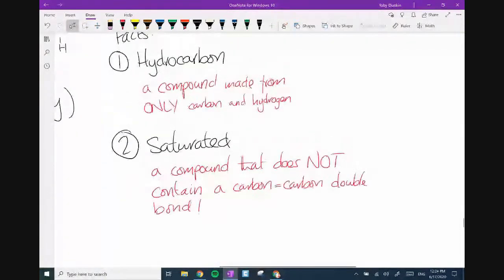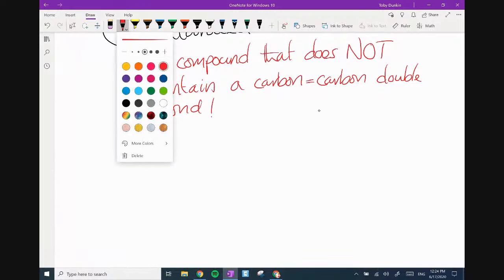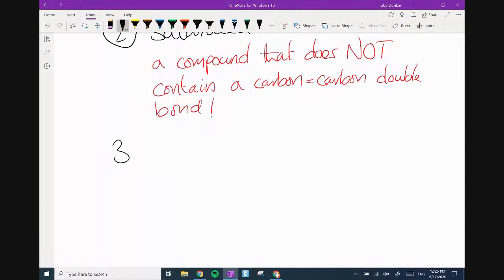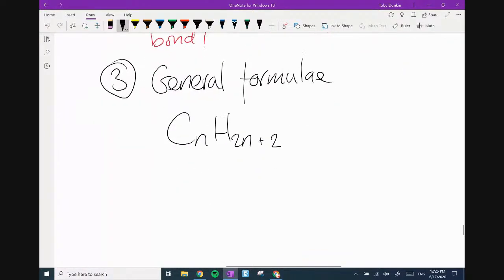Fact number three about this family. We're doing well. They have a general formula. The general formula for an alkane is CnH2n plus 2. Let me explain.